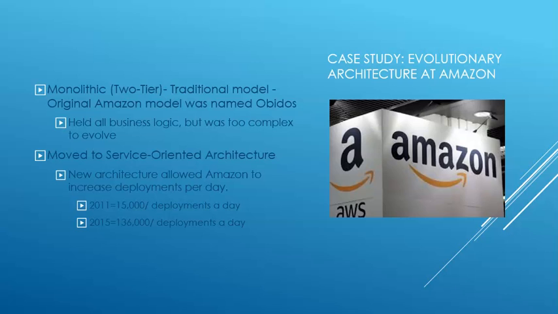So they looked and they actually decided to move to the service-oriented architecture. And by doing this, while it took them a long time to fully make the move, over time they realized that they were making more deployments a day. In 2011, they were at 15,000 deployments a day. And in 2015, they were up to 136,000 deployments a day. So they were able to rapidly move with the needs of the customers in order to grow the company.